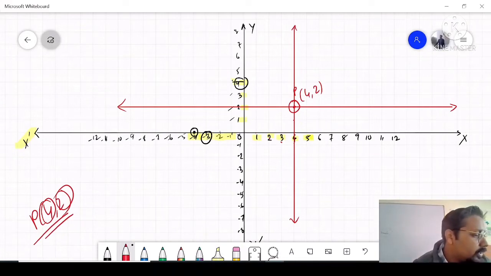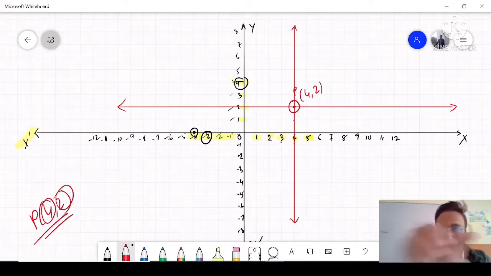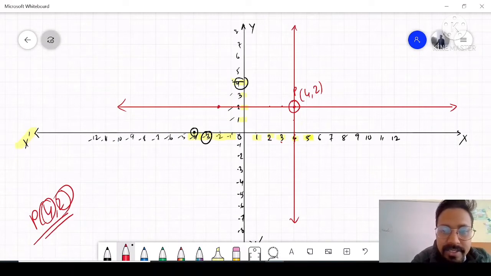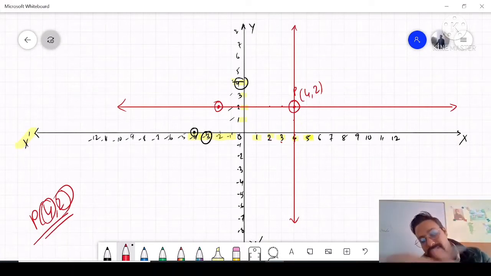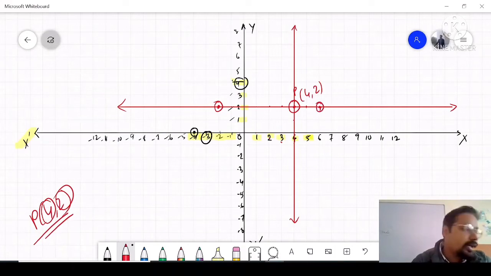Take 2 points, 6 units on the left of P. So from P we have to go 6 units towards the left. So 1, 2, 3, 4, 5, 6. Here is the point. 6 units towards the left of P, and another to the right by a distance of 2 units. So now move towards the right by 2 units. So 1, 2. This one. This is our second point.